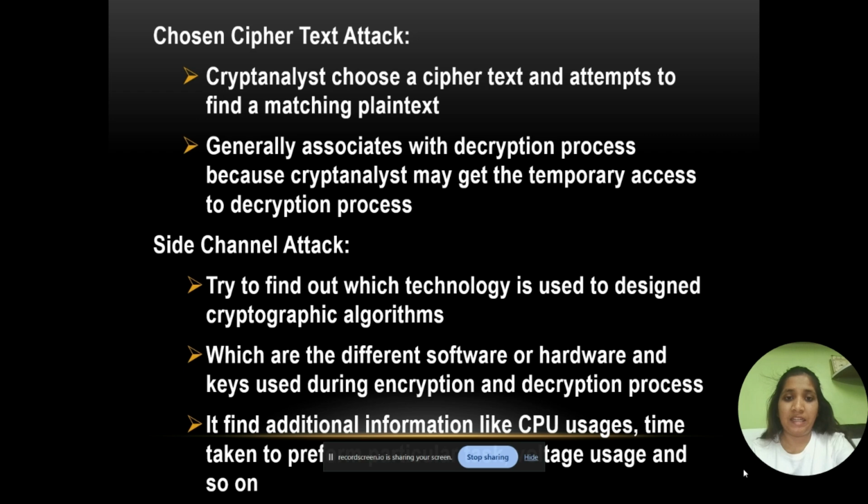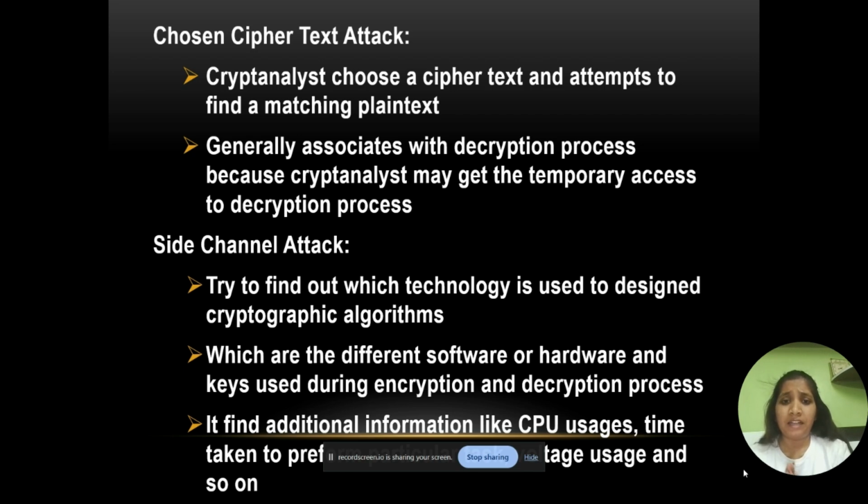So the next one is chosen ciphertext attack, that is CCA. What if an attacker could manipulate encrypted messages to reveal secret data or even extract encryption keys using hardware signals? Today we will cover two powerful cryptographic attacks, that is chosen ciphertext attack and side channel attack. So let us see first, that is chosen ciphertext attack, that is CCA.